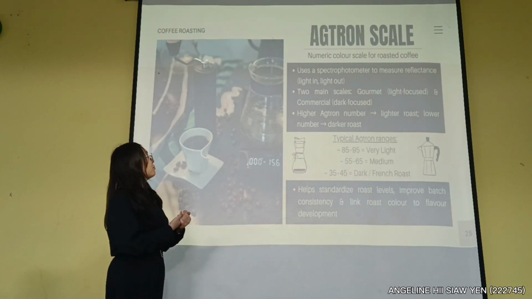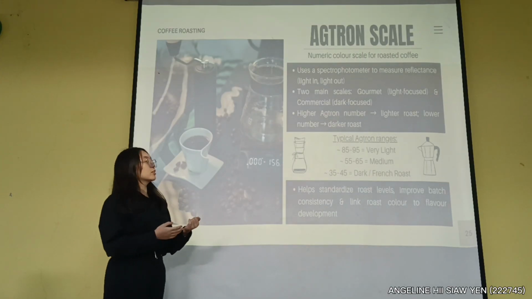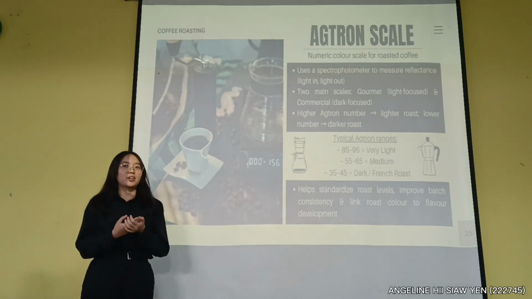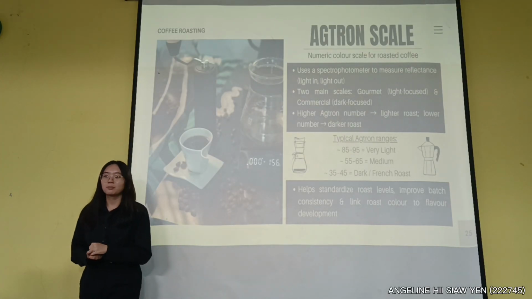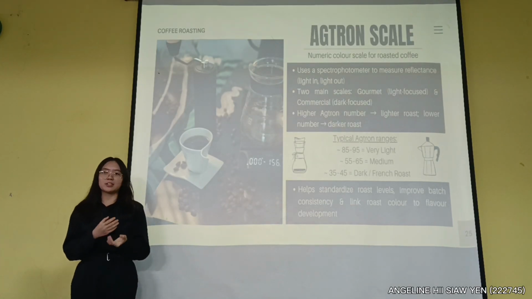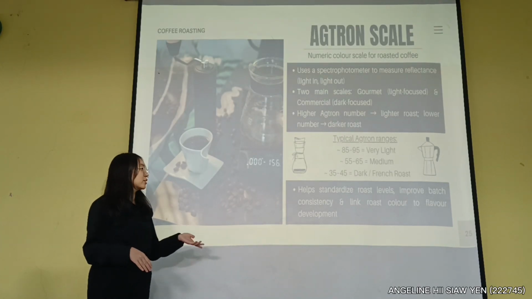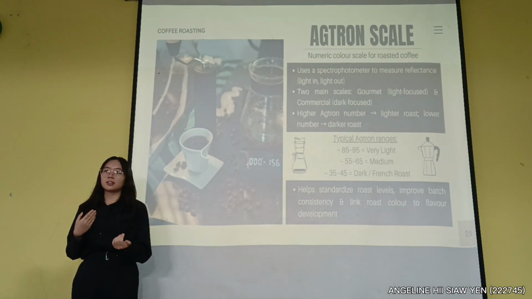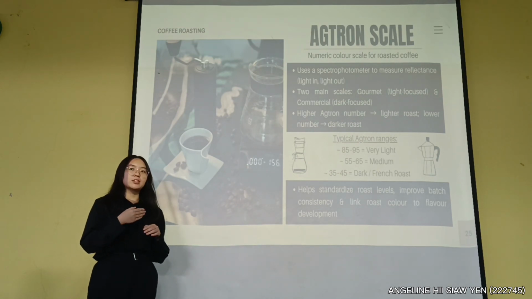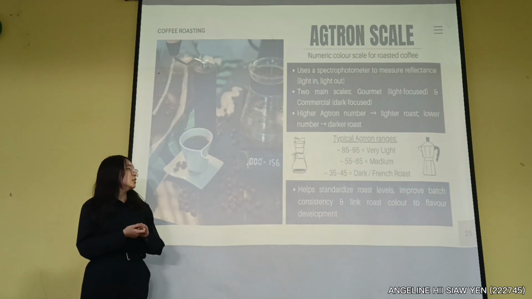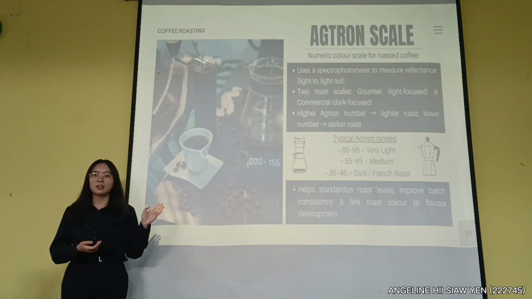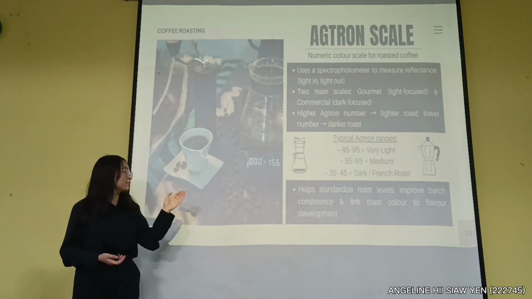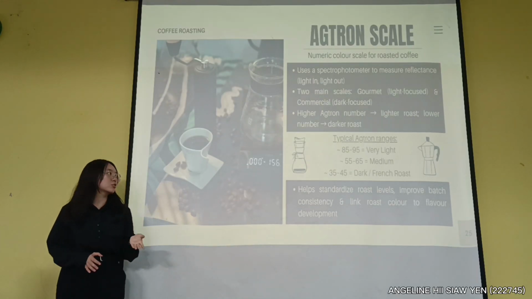Yeah. So there are two main scales, including the gourmet for light roasts and also the commercial for dark roasts. For the result, the higher actual numbers indicate a lighter roast, while the lower actual number indicates a darker roast. It's like inversely proportional to each other. For example, 85 to 95 indicates a very light roast. 55 to 65 is a medium roast, and 35 to 45 is dark roast or French roast.